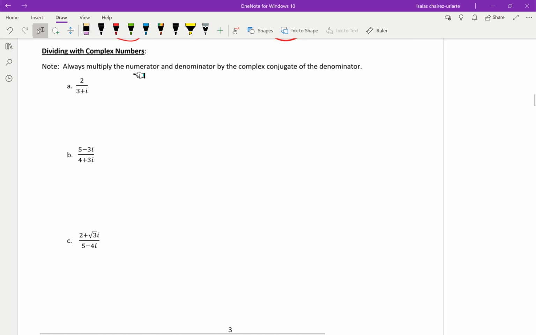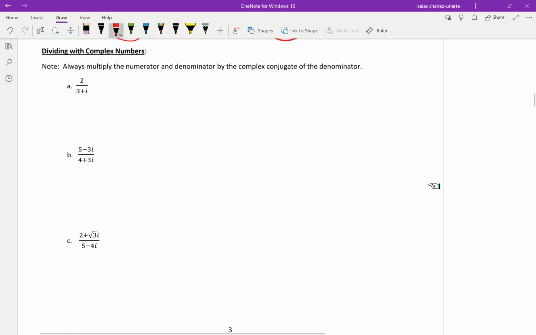So always multiply the numerator and the denominator by the conjugate of the denominator. That's what we gotta do. We gotta multiply the fraction both on top and the bottom by the conjugate of the denominator. What we're really doing is just rationalizing fractions. All right, so I'll help you with the first one and you try the other two on your own.